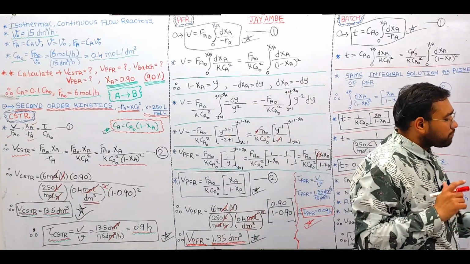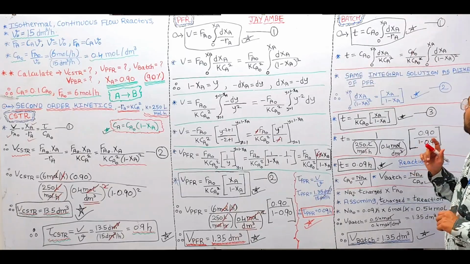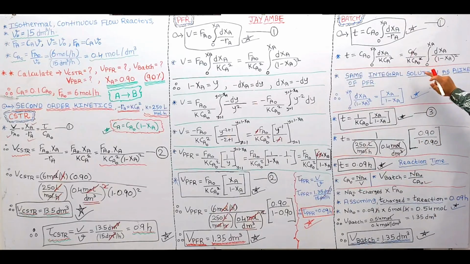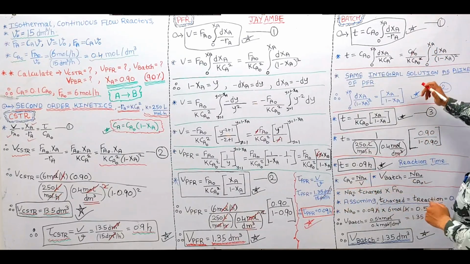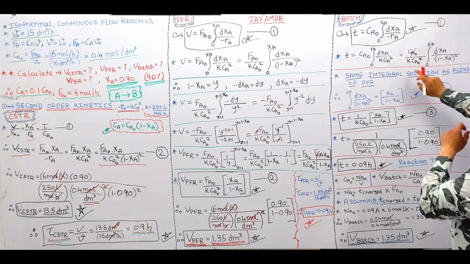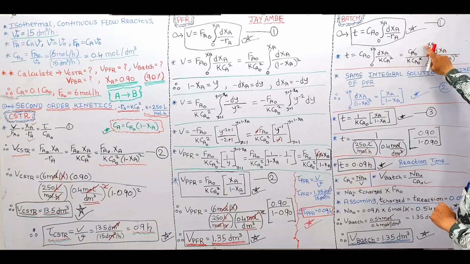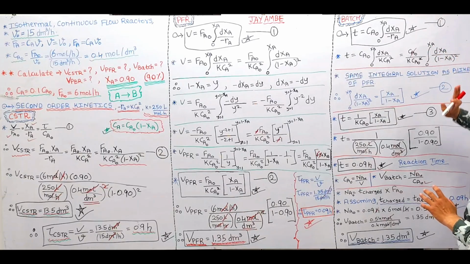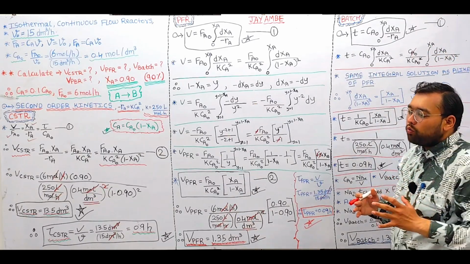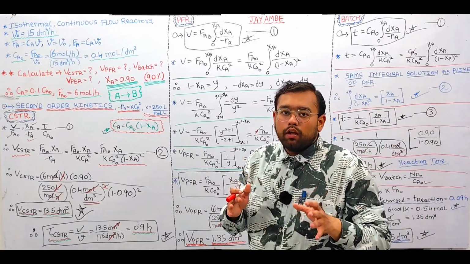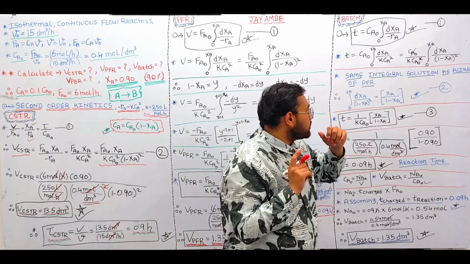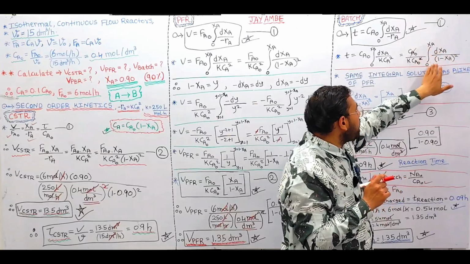Now from the numerator and denominator we can cancel off the Ca naught. So Ca naught will get cancelled off from the numerator and denominator, and we are remaining with 1 upon K Ca naught times the integration of 0 to Xa dXa upon 1 minus Xa whole square. Which means now we need to solve this integral form.